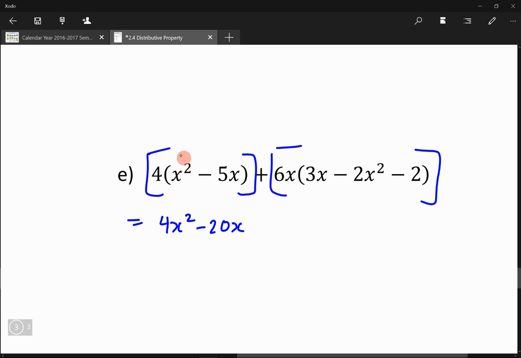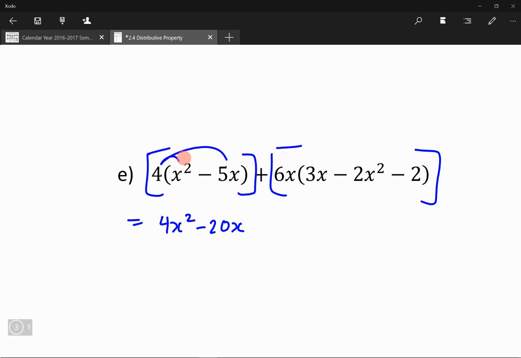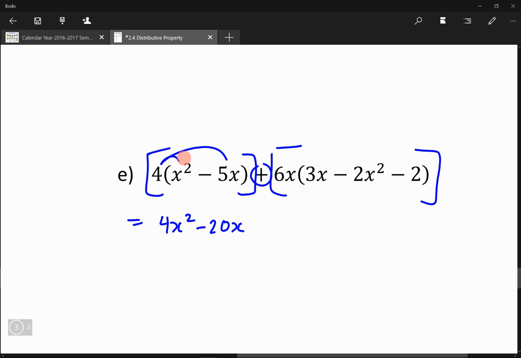And we're not going to distribute the 4 with anything else, right? You're only distributing it within the brackets that it's attached to. Notice there's a plus sign in the middle, so that's why the 4 is not going to cross over to anywhere else. Now in the other square bracket here, I have 6x times 3x, which is plus 18x squared. 6x times minus 2x squared is minus 12x cubed, and 6x times negative 2 is minus 12x.